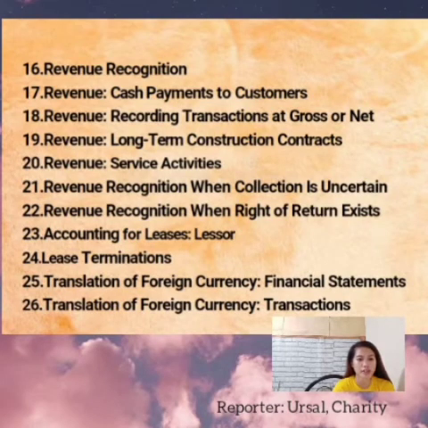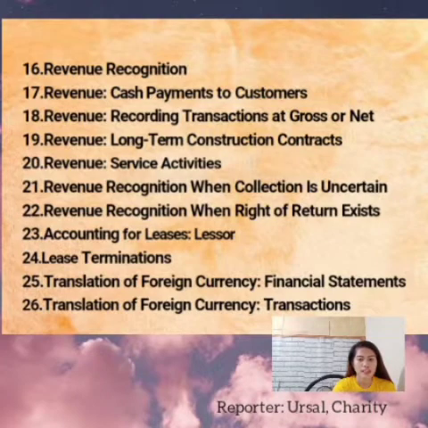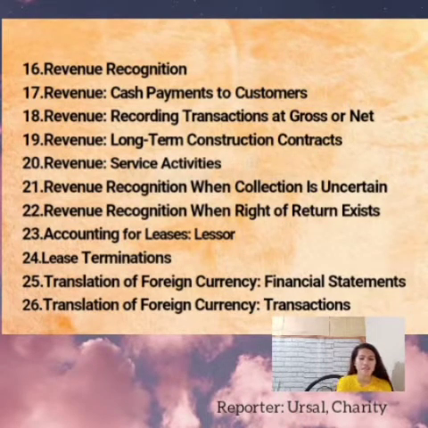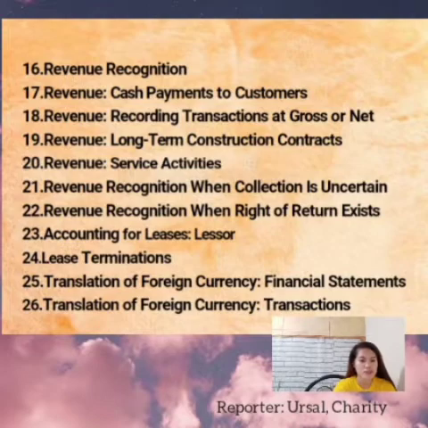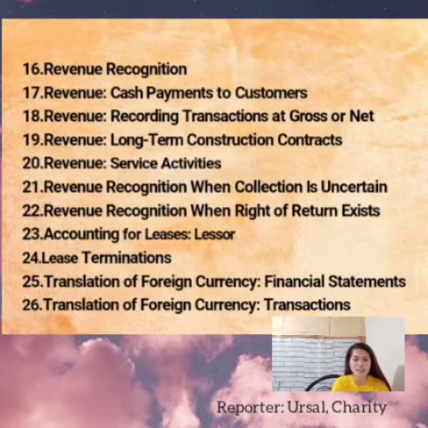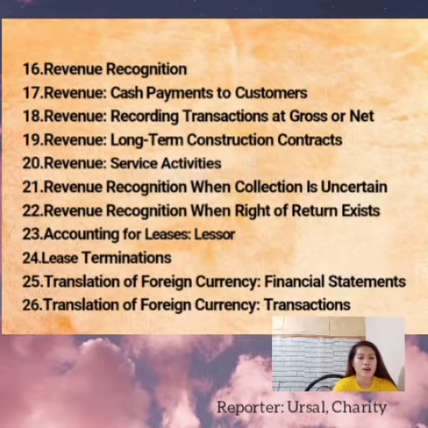Revenue recognition. Revenue barter requires creation of a document detailing why a barter is required and what type of accounting should be used. Cash payments to customers, revenue recording transactions of gross and net, revenue from long-term and construction contracts, revenue from service activities, revenue recognition when collection is uncertain, revenue recognition when right of return exists.